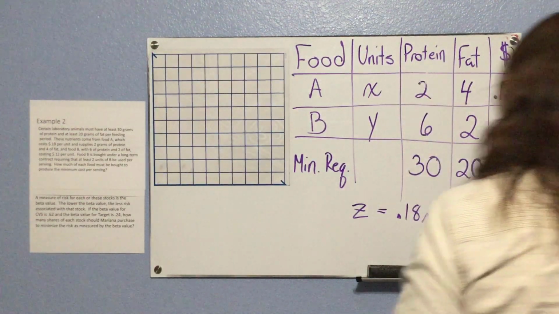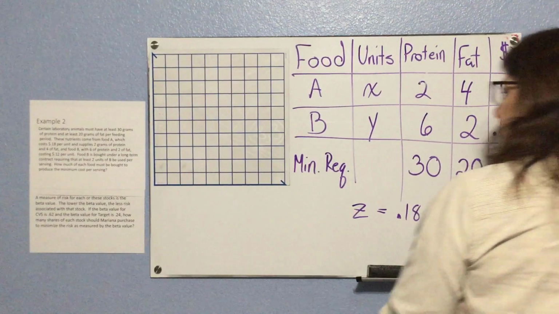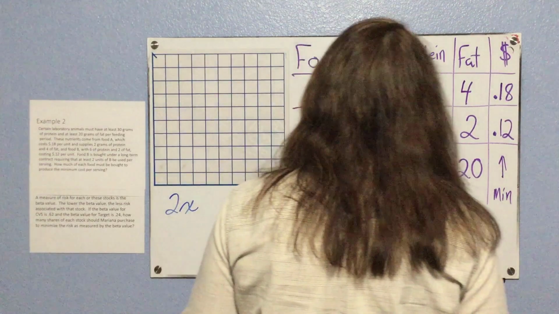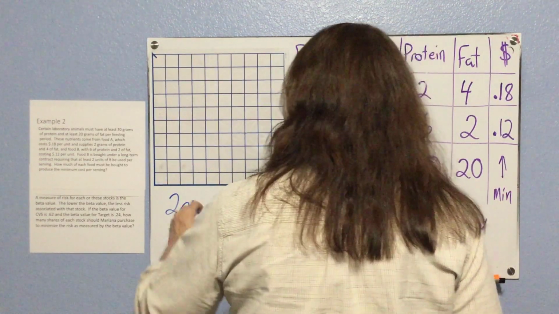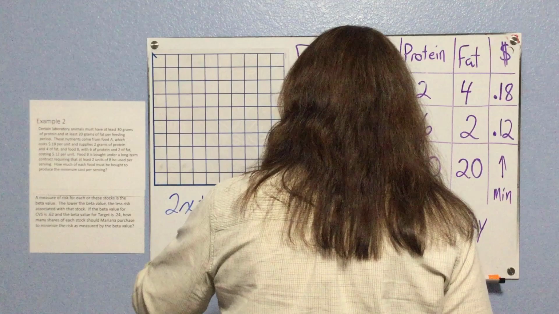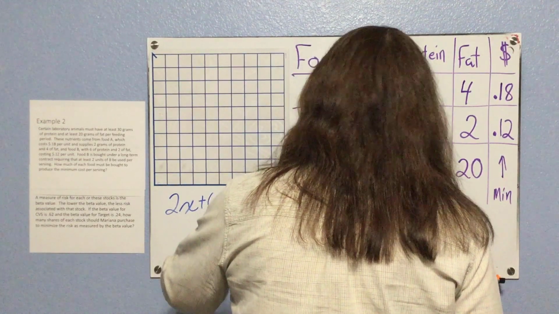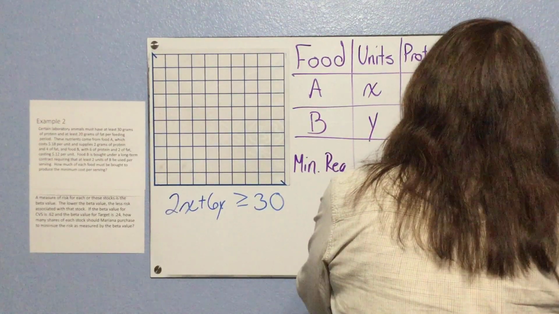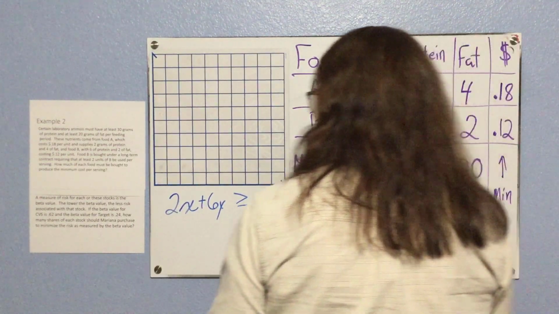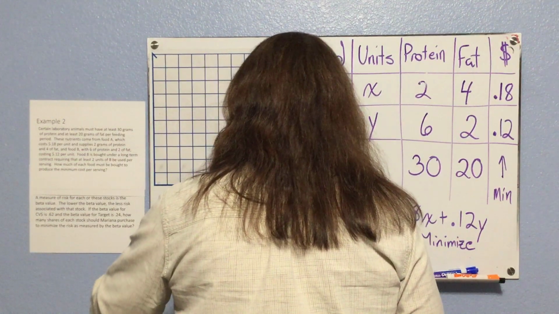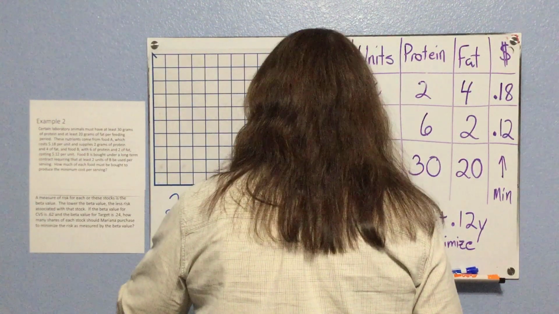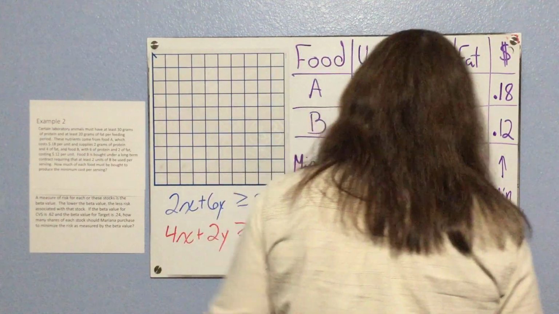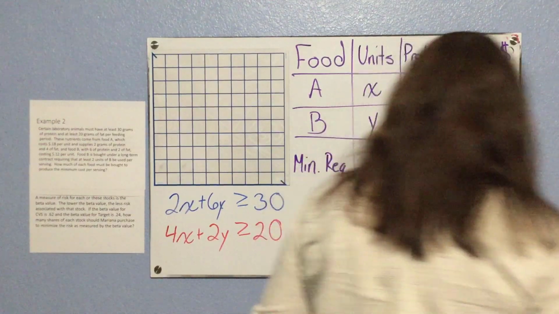Now let's look at protein. We're going to have 2x plus 6y has to be at least 30 grams. And for fat, we have 4x plus 2y has to be at least 20 grams of fat.